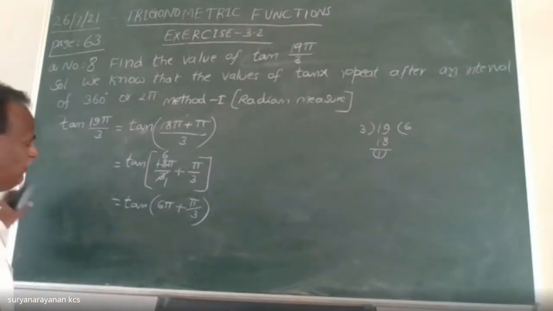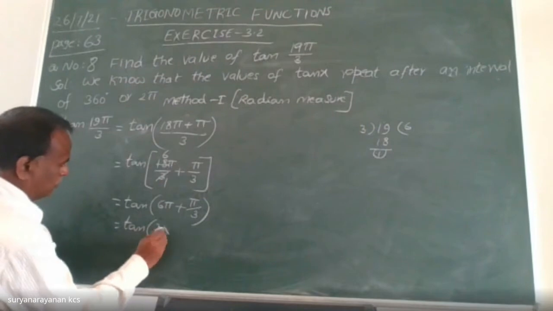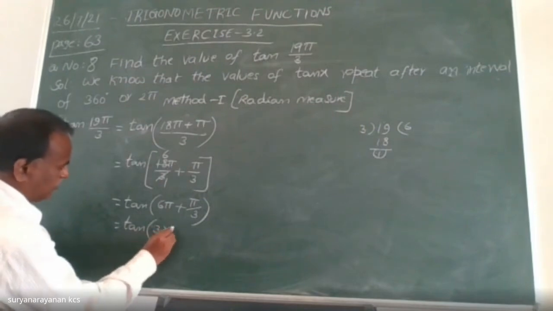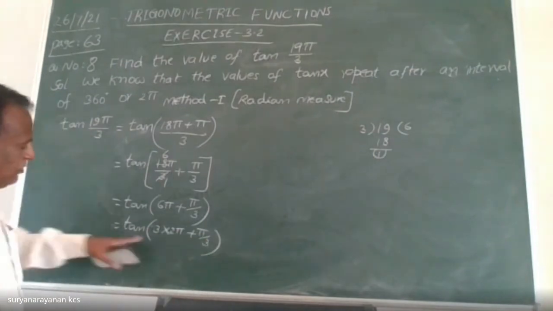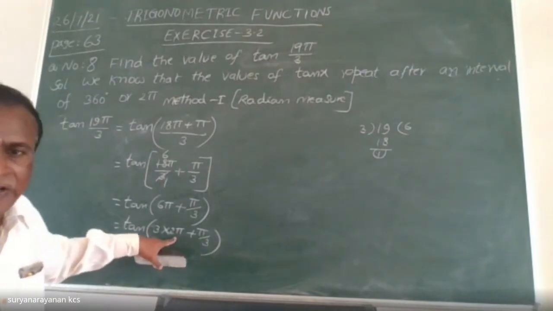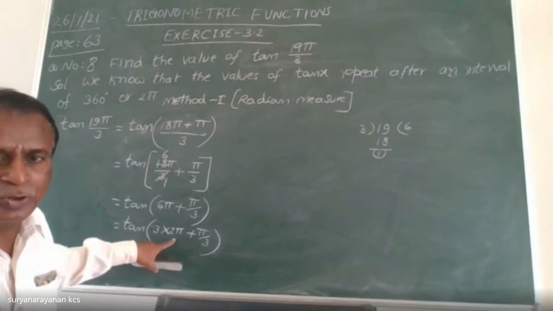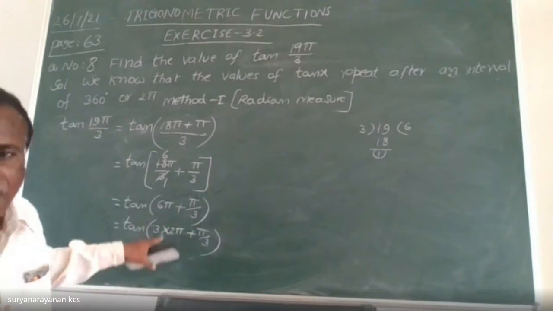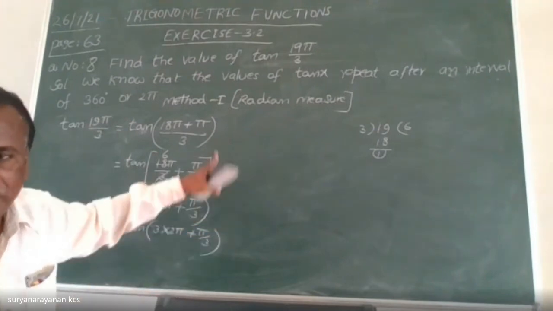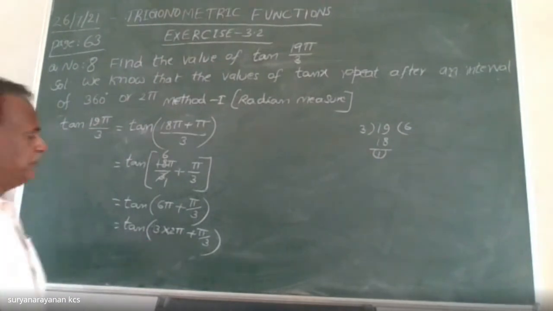6 pi is nothing but 3 into 2 pi, plus pi by 3. So this angle is rotated completely 3 times. 3 into 2 pi. After 2 pi radians, again the trigonometric values of tan repeat. So after 3 times repeating, see here.